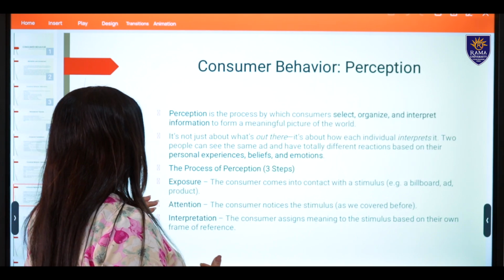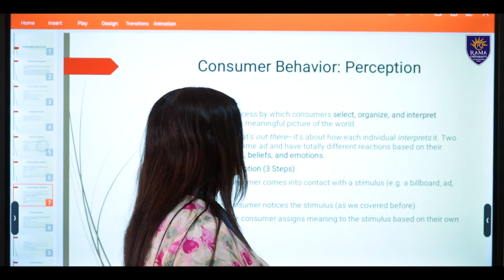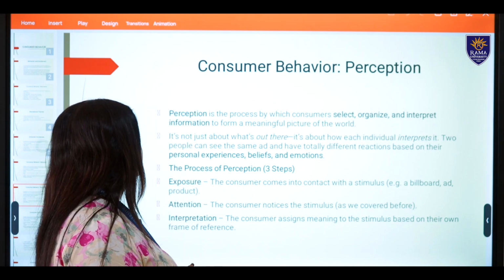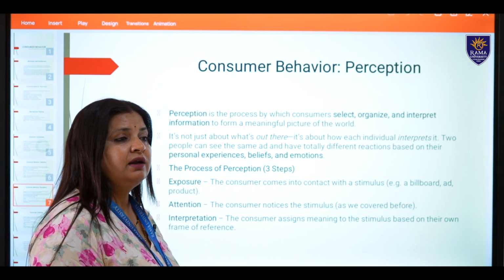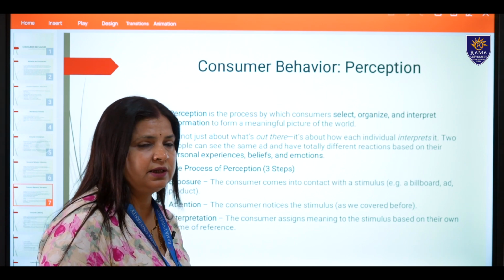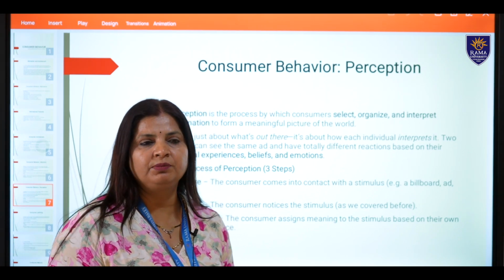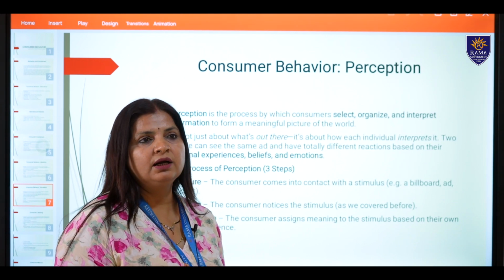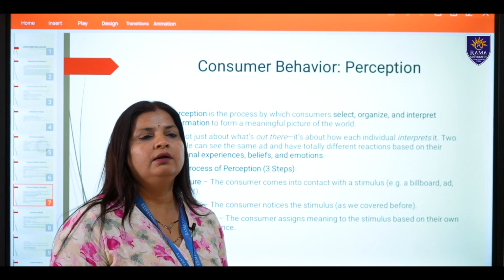Consumer perception. Perception is the process by which consumers select, organize and interpret information to form a meaningful picture of the world. What we perceive depends on the perception of a consumer. What a consumer perceives in the environment, and in the environment there are different types of stimuli, depends on those stimuli.